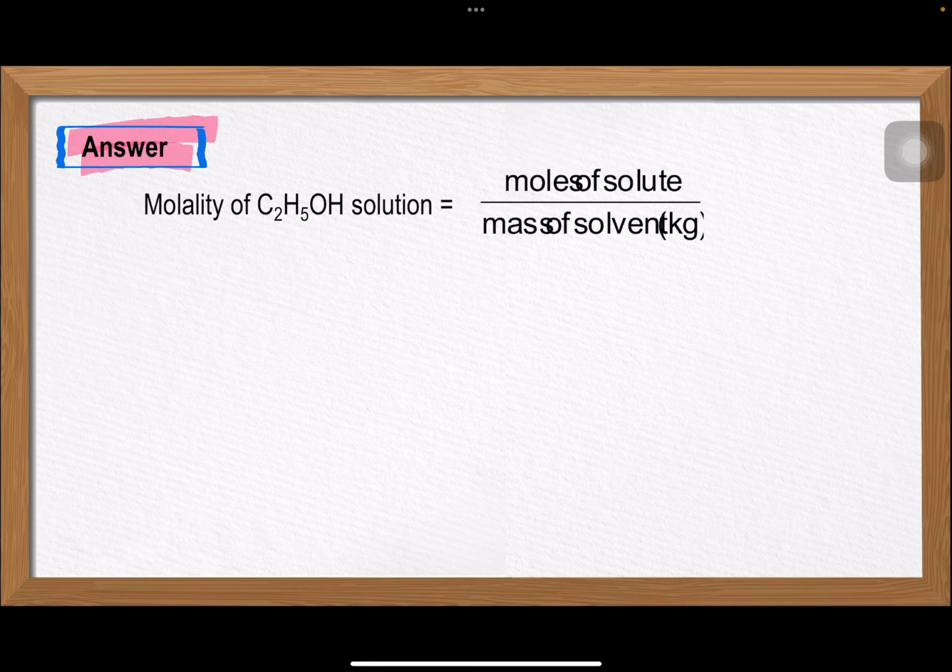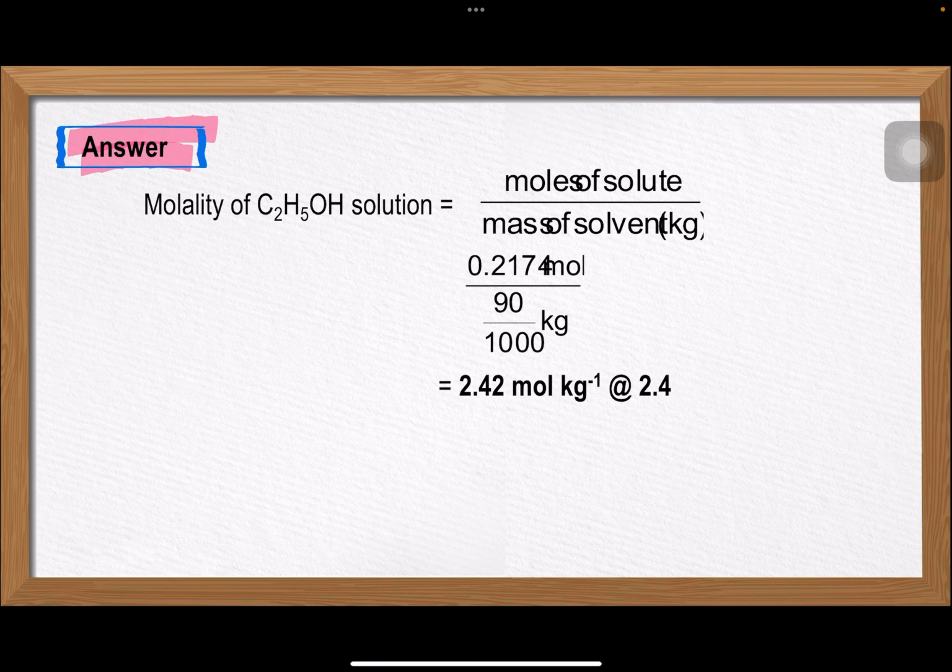Use the molality formula. Mole of solute divided by mass of solvent in kilogram. So that is 2.42 molal. Okay, remember the solvent must be in kilogram. So 90 gram we need to change to kilogram, 0.09 kilogram.